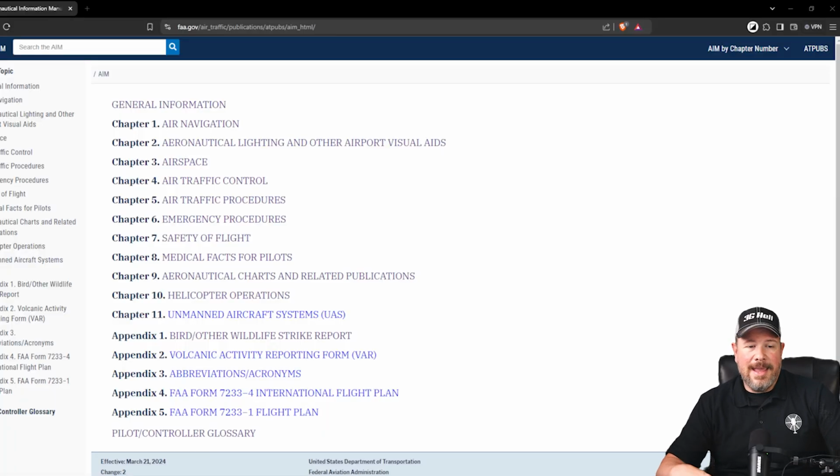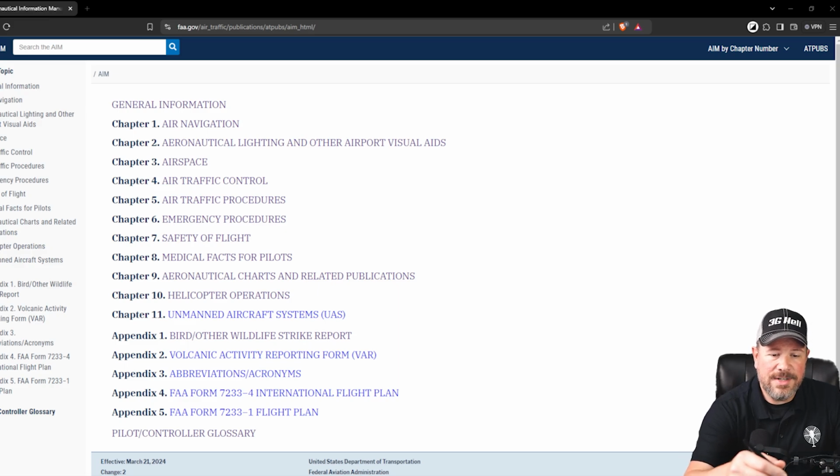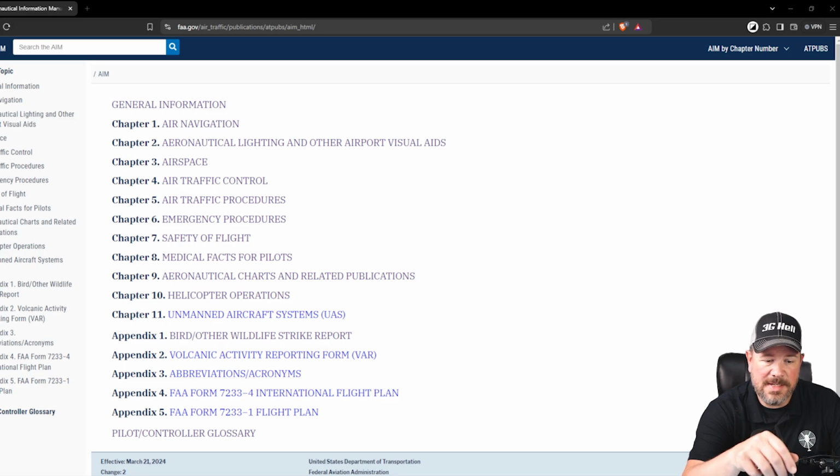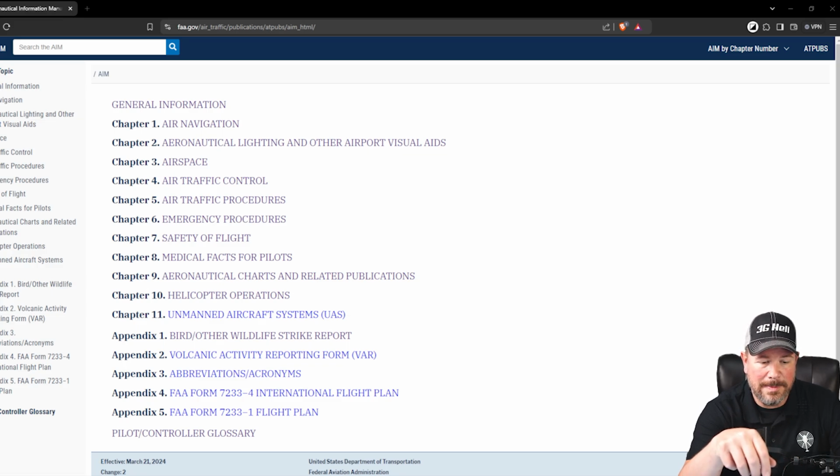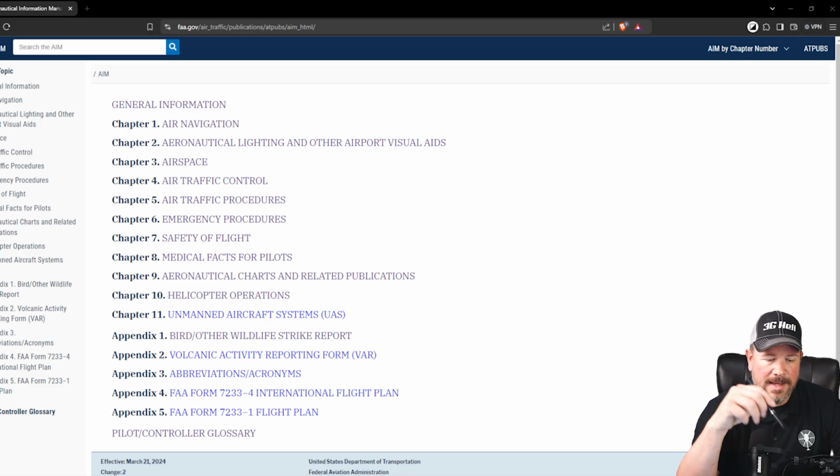Inside of the AIM, you can see there's air navigation, aeronautical lighting, and other airport visual aids, airspace, air traffic controls, air traffic procedures, emergency procedures, safety of flight, medical facts for pilots, aeronautical charts and related publications, helicopter operations, unmanned aircraft systems or UAS, bird and other wildlife strike reports, volcanic activity reporting, abbreviations, acronyms, and appendixes.